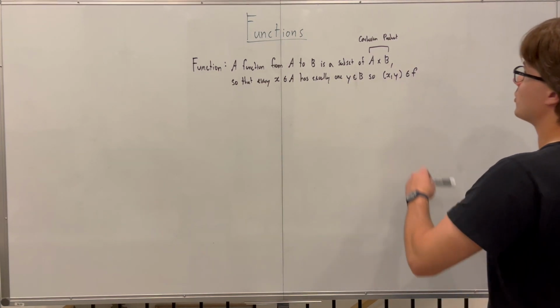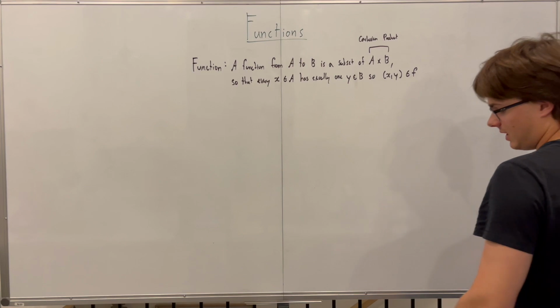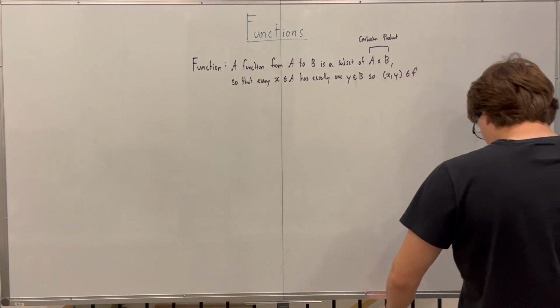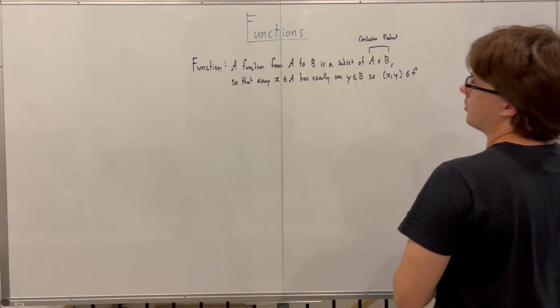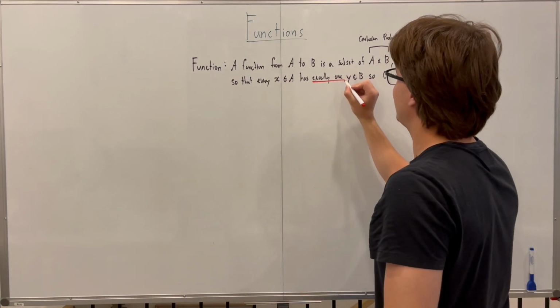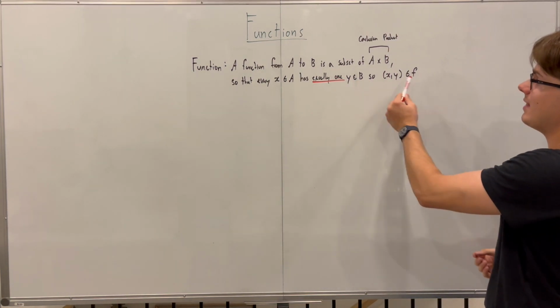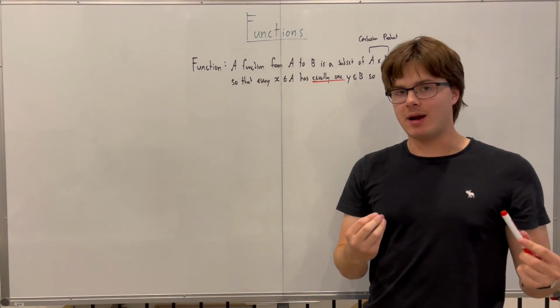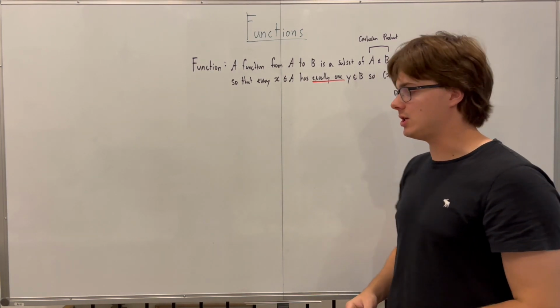Now, some important notes I've already made. When we say A cross B, in this case, we're talking about the Cartesian product. The second super important point is we're saying every element in A has exactly one element in B that it matches with. So what do I mean by this? Let's go back to our definition of a Cartesian product.